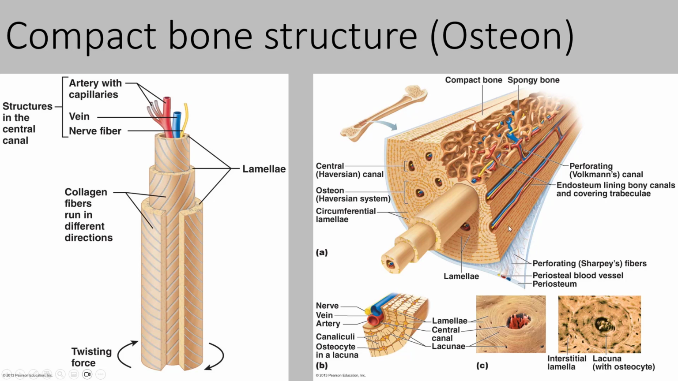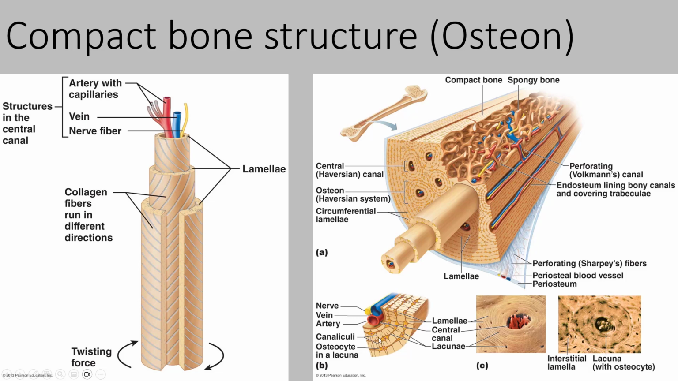Well, how do those blood vessels get in there? Remember from the previous lecture, we have that periosteum that has blood vessels in it. And then we have those nutrient foramen. Well, that's where it perforates through the periosteum into the bone itself, and then into these perforating canals, Volkmann's canals, and central canals.